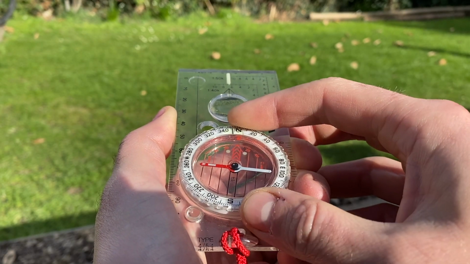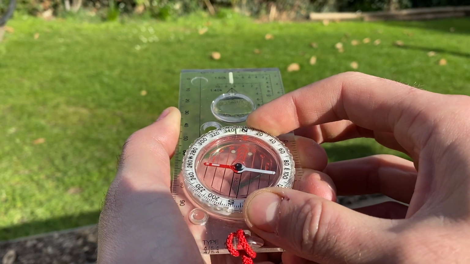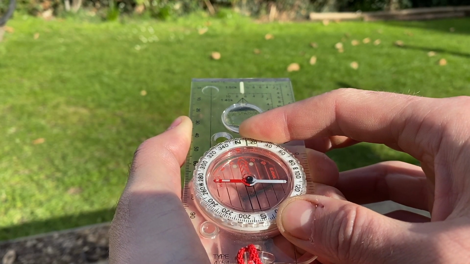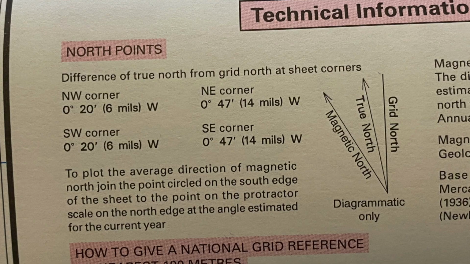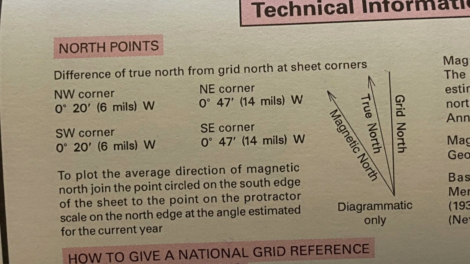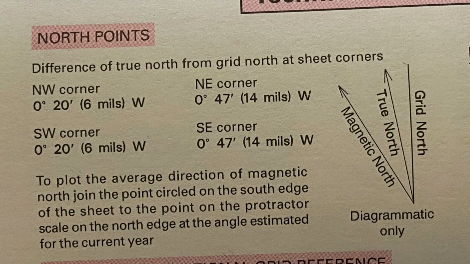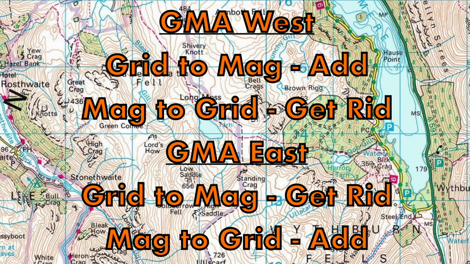So now we know what the grid magnetic angle is for this particular map that we're using, we can use that in future for making adjustments on our compass. When applying the GMA to our compass to make any alterations, we need to bear in mind whether the GMA is in the west or in the east. If it's in the west, then going from a grid bearing to a magnetic bearing, we're going to add the grid magnetic angle to the compass.